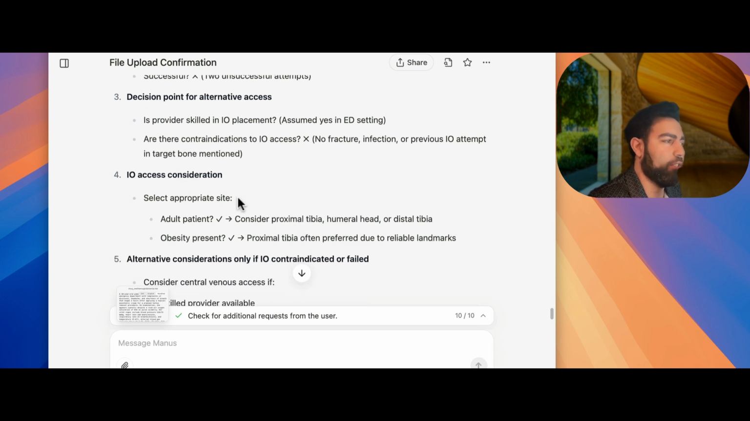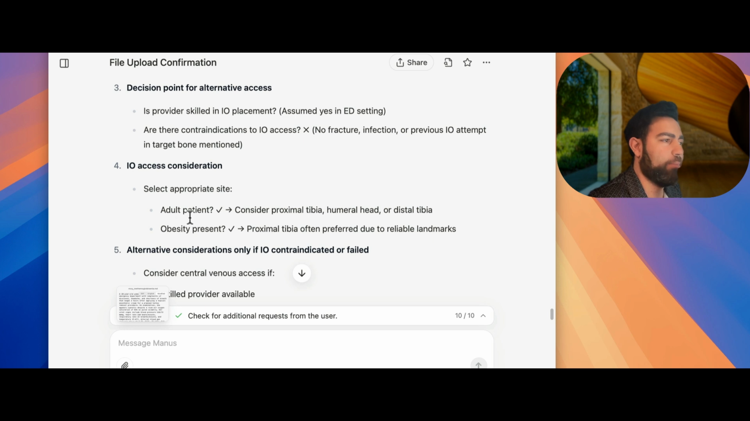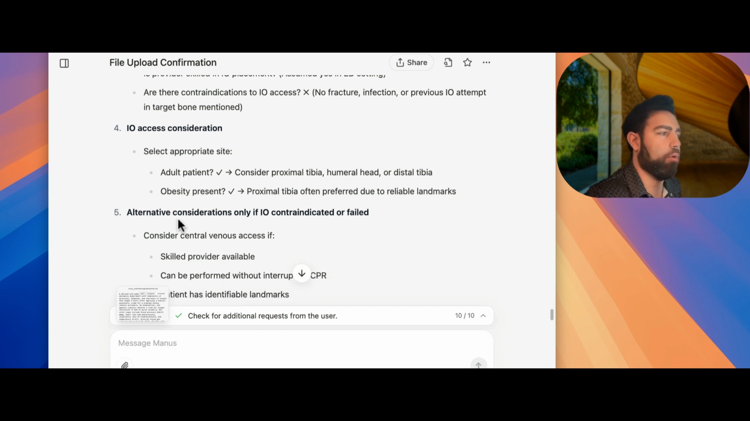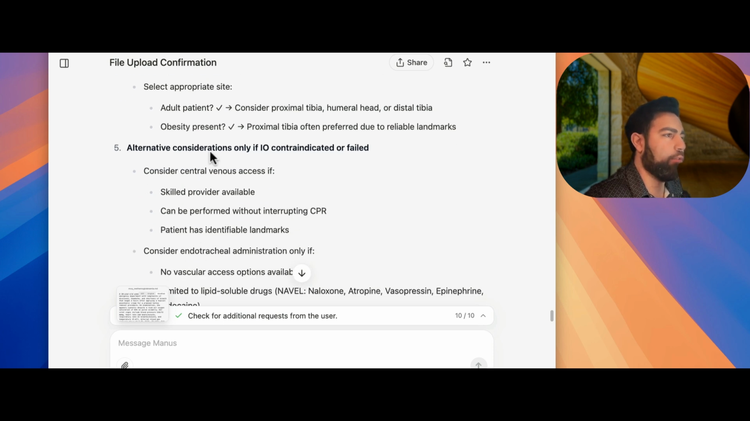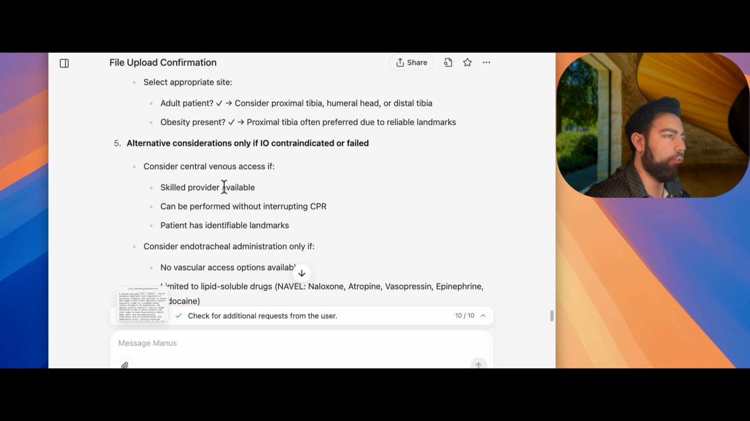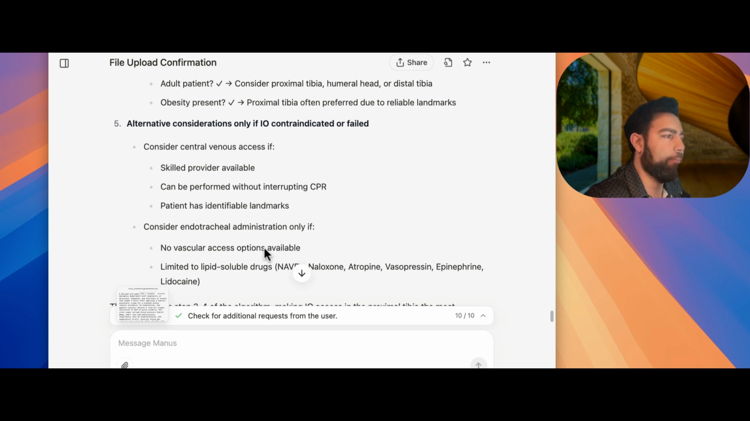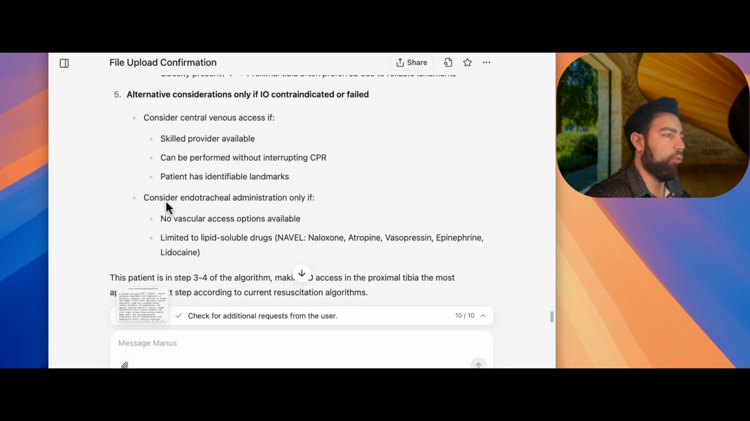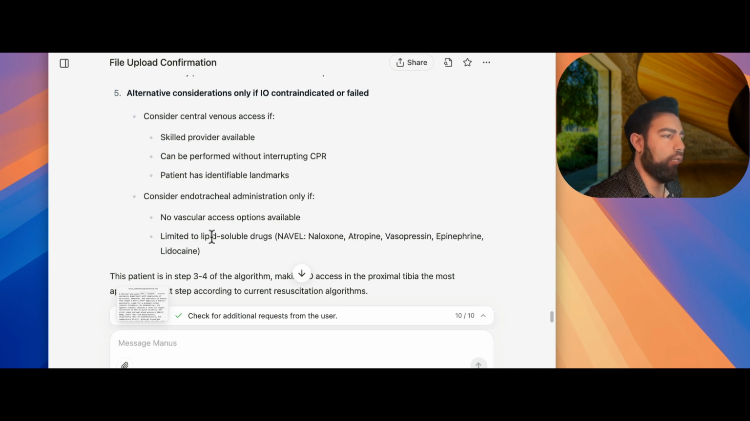IO access considerations. So select the appropriate site. Adult patient: consider proximal tibia, humeral head, or distal tibia. Obesity present: proximal tibia often preferred due to the reliable landmarks. And when the IOs fail or are contraindicated, you can do the central venous access. And consider the ET administration only if no vascular access options are available, and limited to only lipid soluble drugs.